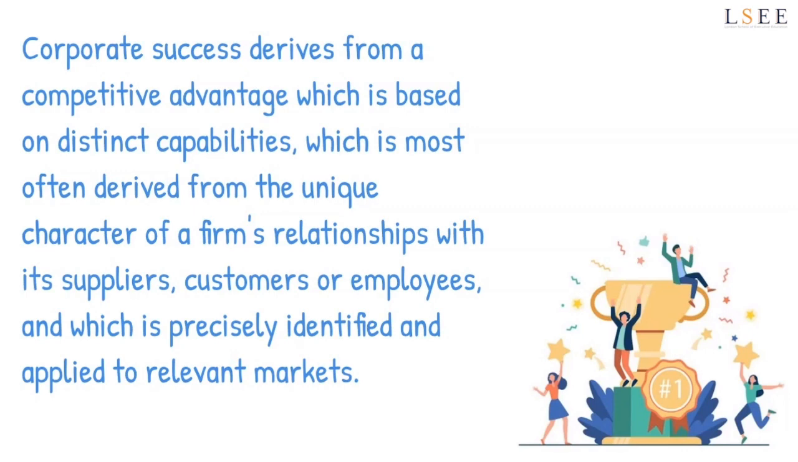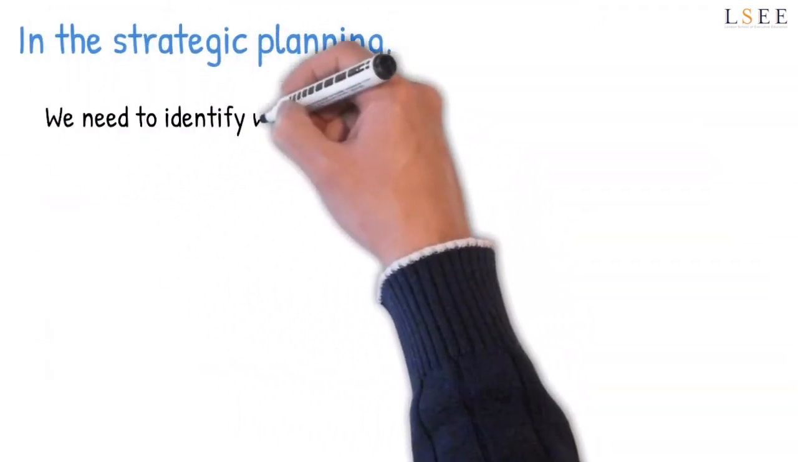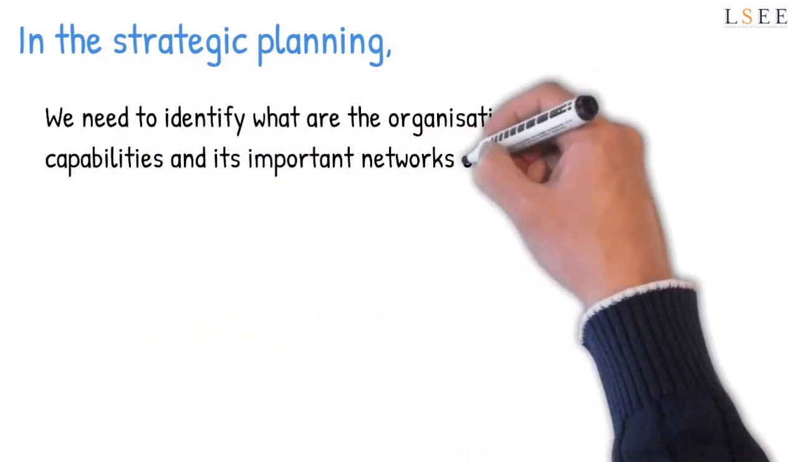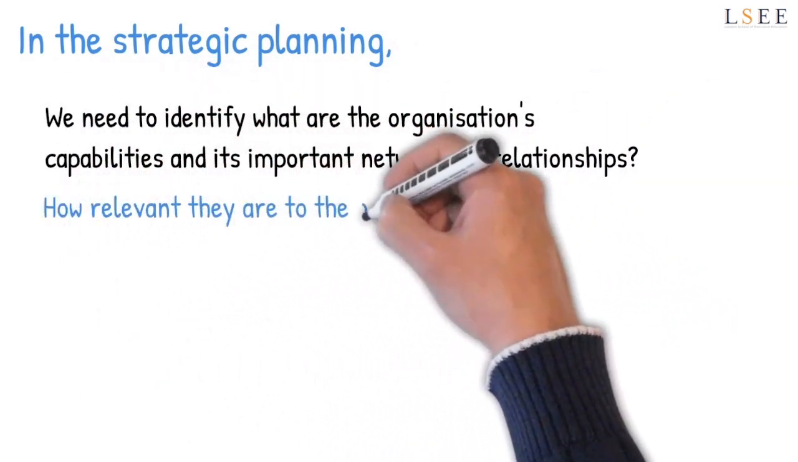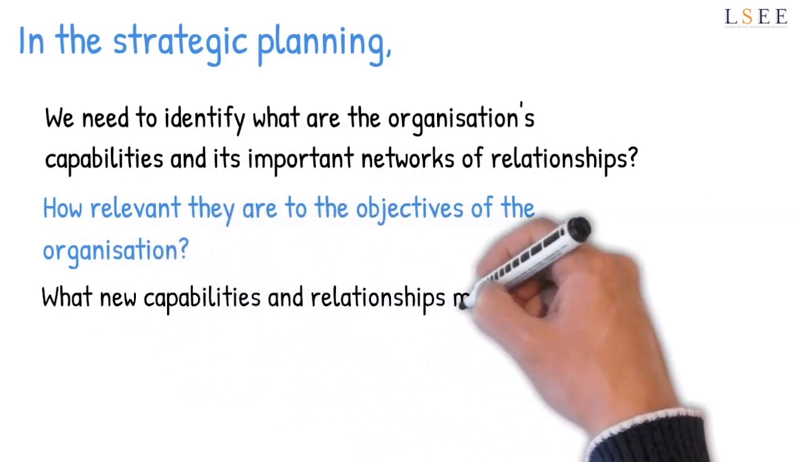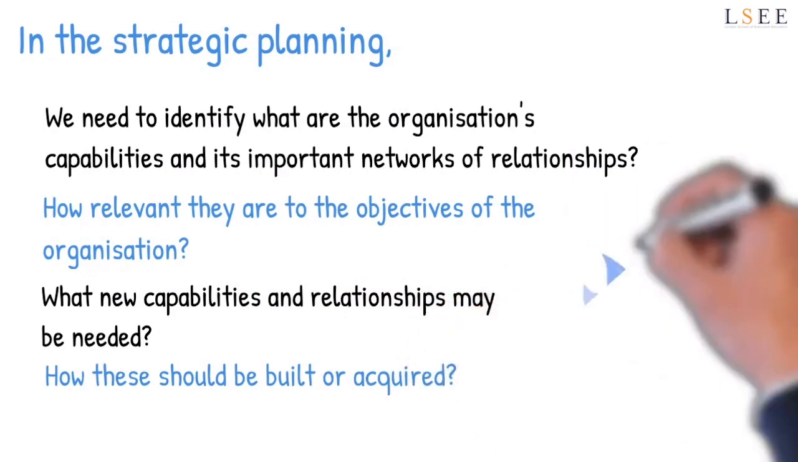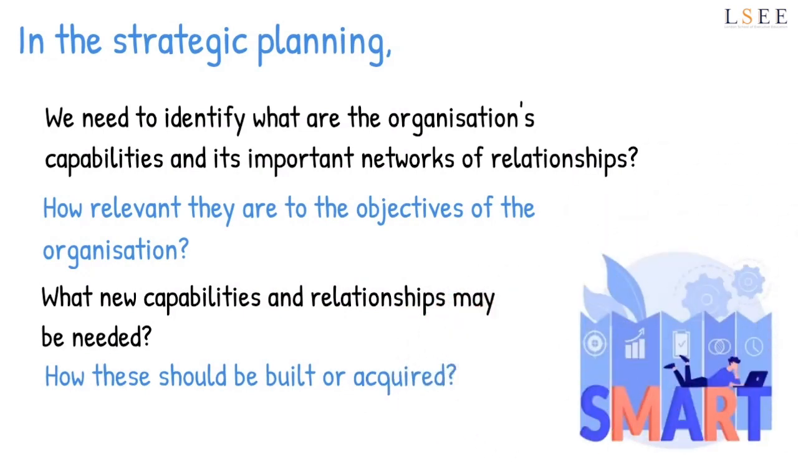relevant markets. In strategic planning, we need to identify what the organization's capabilities and its important networks of relationships are, how relevant they are to the objectives of the organization, what new capabilities and relationships may be needed, and how these should be built or acquired.